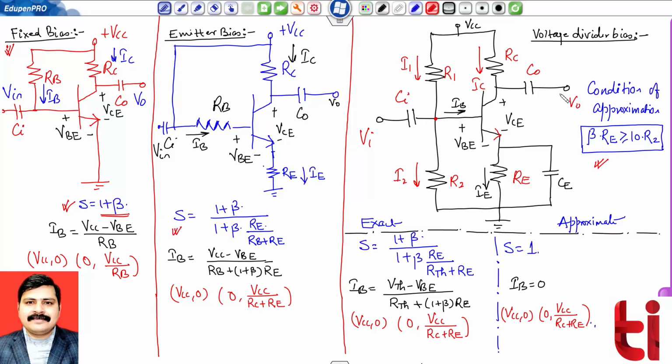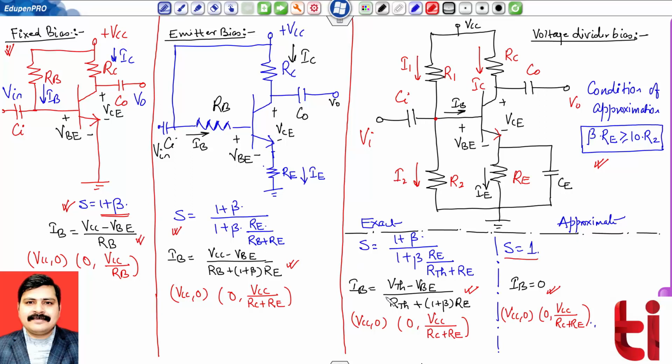Now you can check the voltage divider bias. In the case of approximation conditions, the stability factor is S equals 1. In this scenario, the analysis is entirely independent of beta and base current IB, because over here the typical value of base current is 0, whereas for other biasing methods, by applying KVL to the input loop, one can easily find the value of base current, and the respective values of base currents have been mentioned over here.